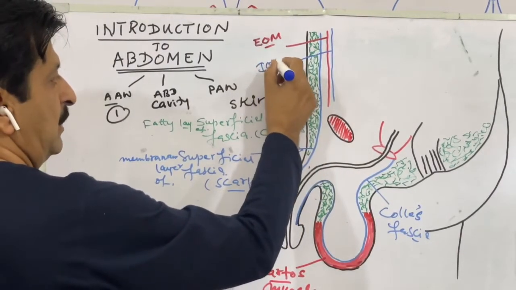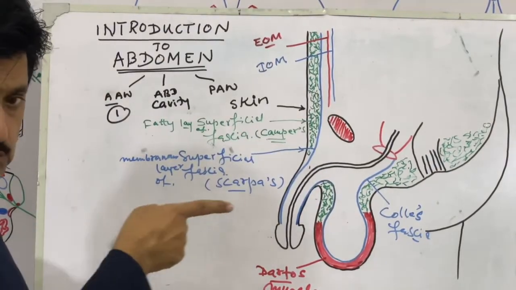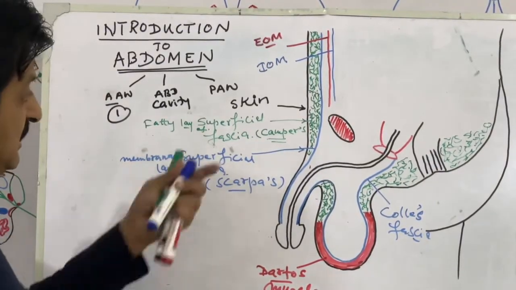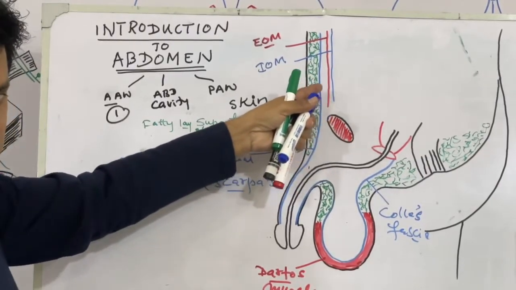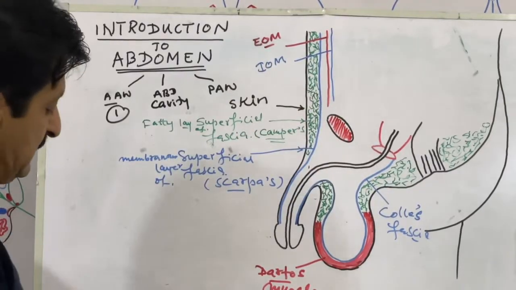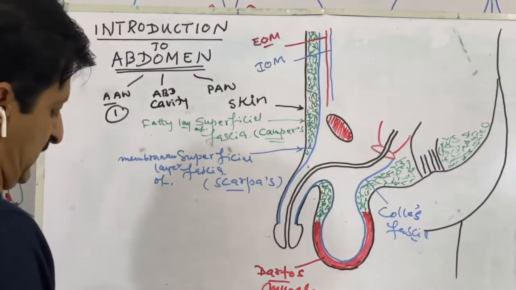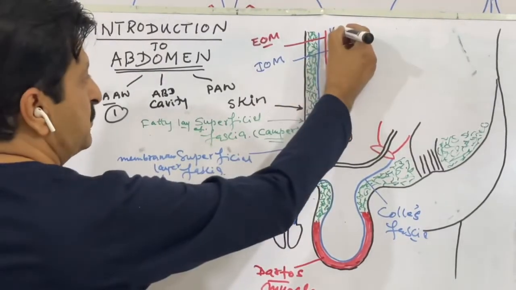Internal oblique muscle. The needle will pass through this muscle. This is the fifth layer, you can say. Second are the muscles, and third will be the cutaneofascial layers. So this is called the internal oblique, and under the internal oblique we have another muscle that is called the transversus abdominis muscle.